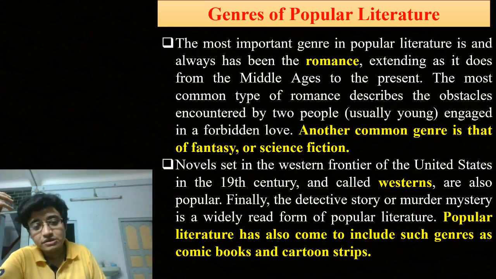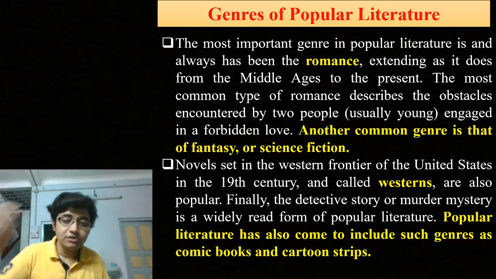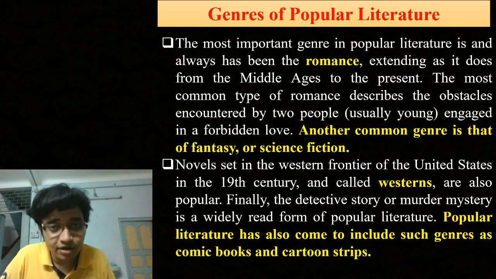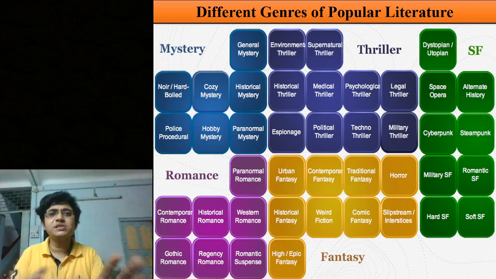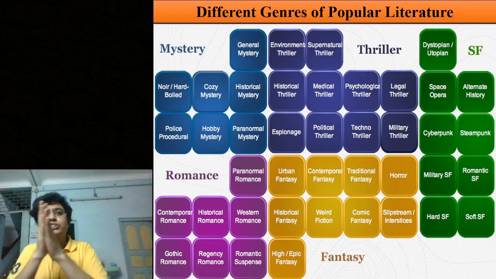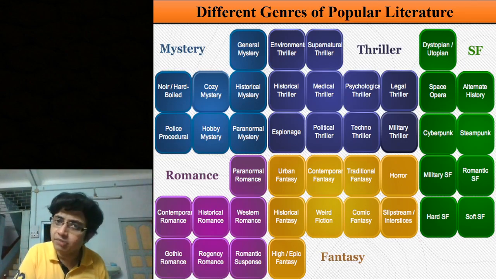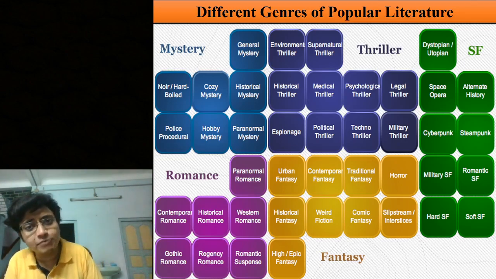And of course, graphic literature and comic books are examples of popular literature in general. So this is a map defining the different genres of popular literature. For example, mystery is an example of popular literature, thriller is an example of popular literature.